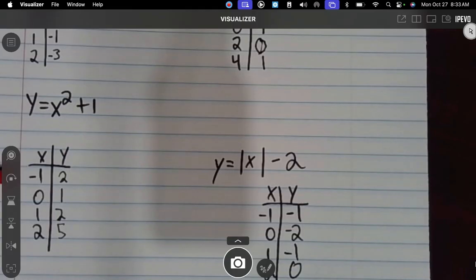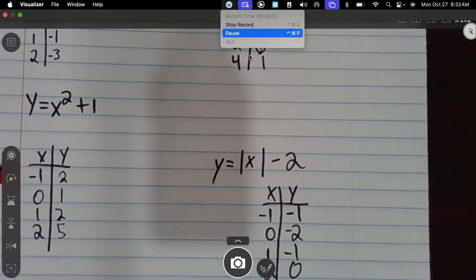This part over here, I would do 3 times 0 minus 2. And you can just type that in your calculator. All I do is write the answer, and the answer goes in the Y.